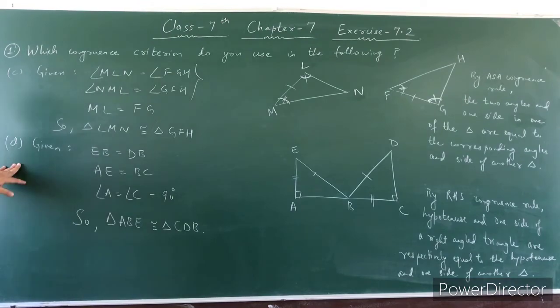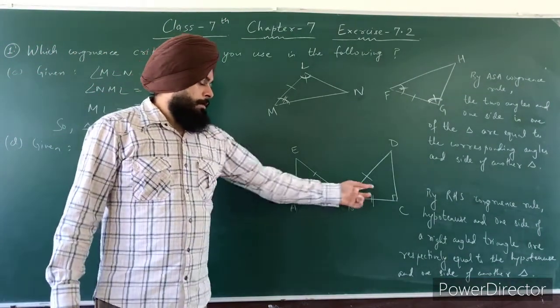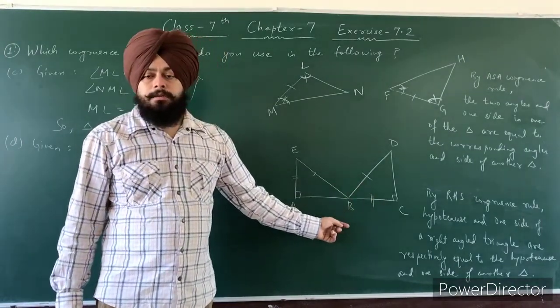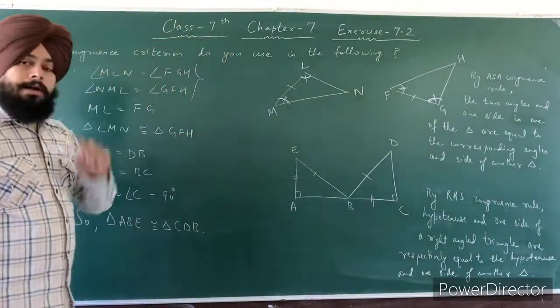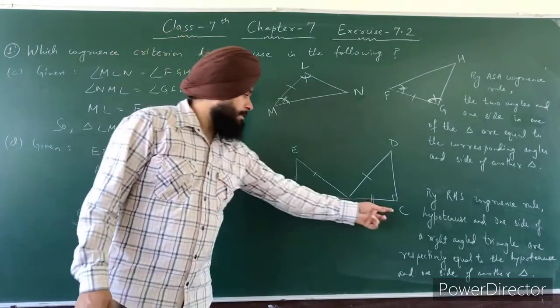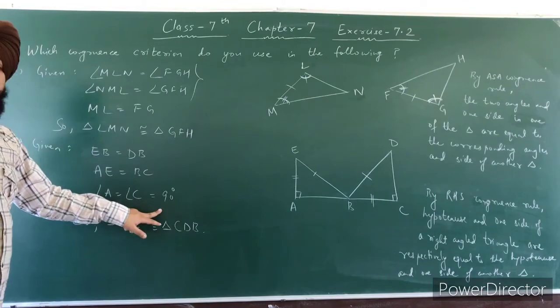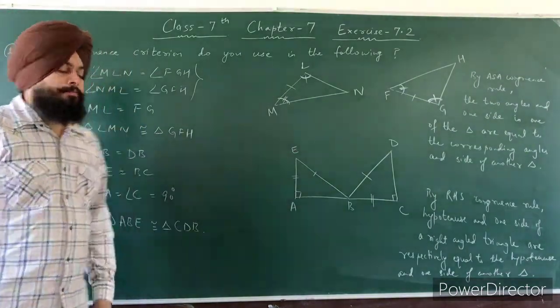The last D part is EB is equal to DB. So you can see here both of these two triangles have the common vertex, which is B. This B is the common vertex in both of these two triangles, and both of the triangles are right angle triangles. Angle A is of measure 90 degree and angle C is of measure 90 degree. You can see here angle A is equal to angle C, 90 degree each. It means these triangles are right angle triangles.